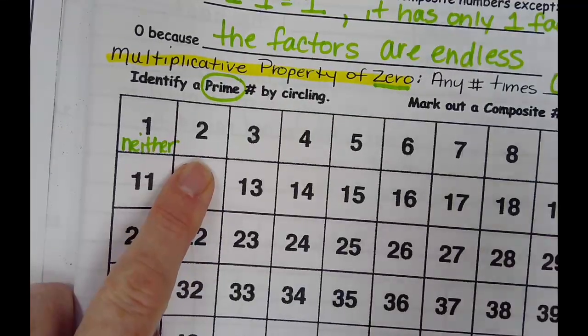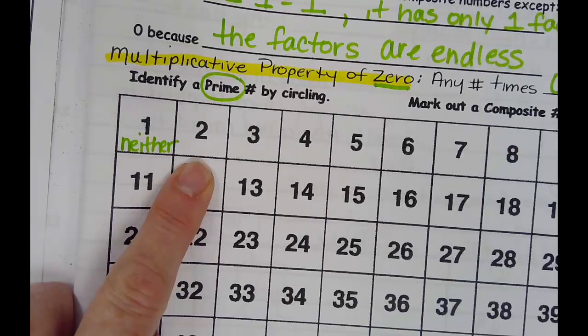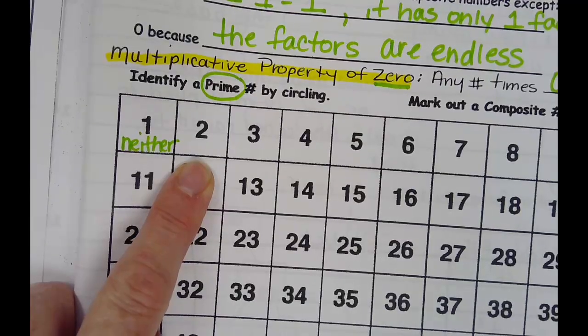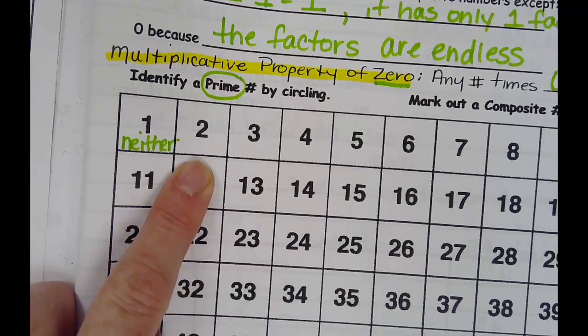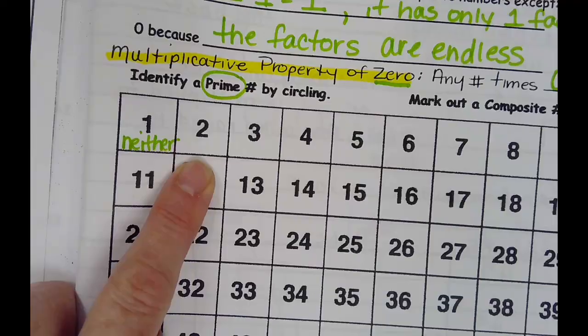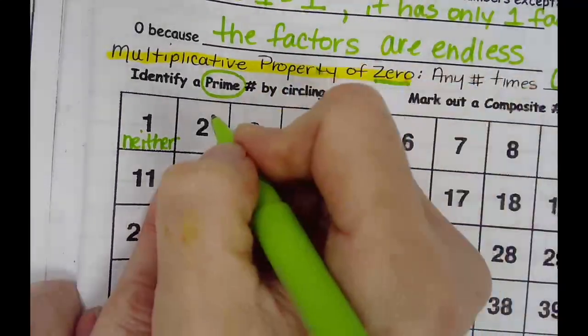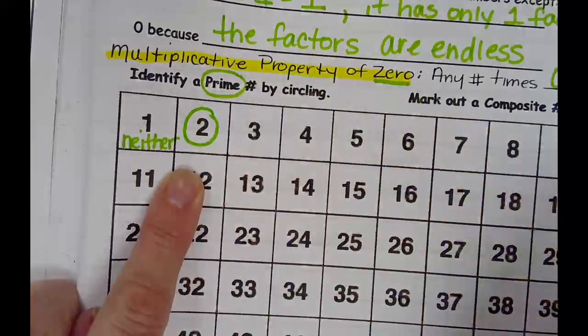First number after that is a 2. How can I get 2? 2 times 1. Is there any other way? It has exactly how many factors? 2. So it's a what kind of number? Prime. It should be circled.